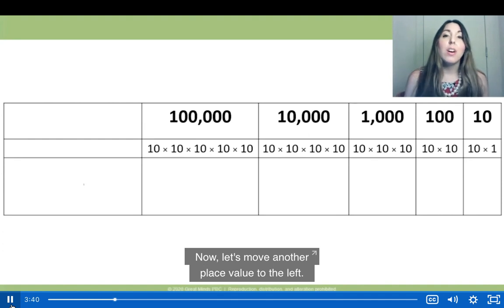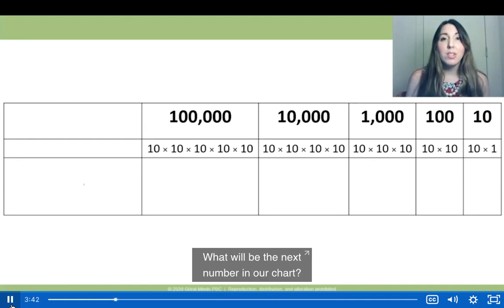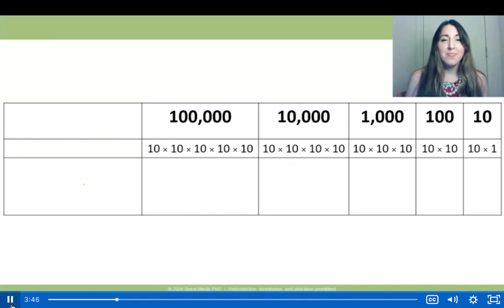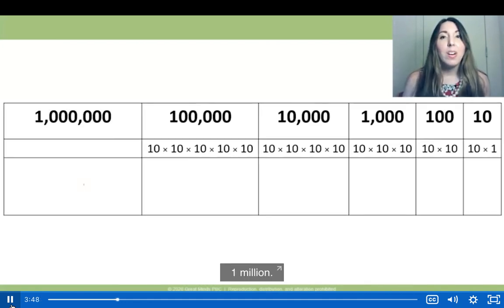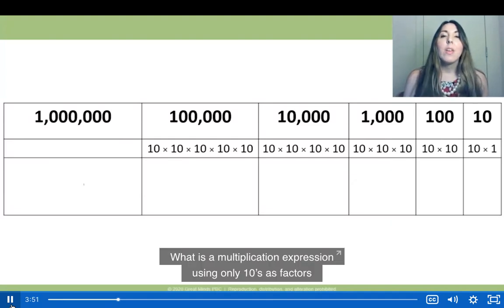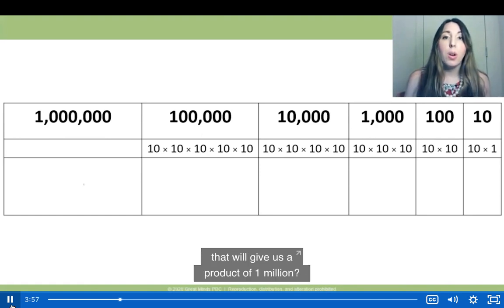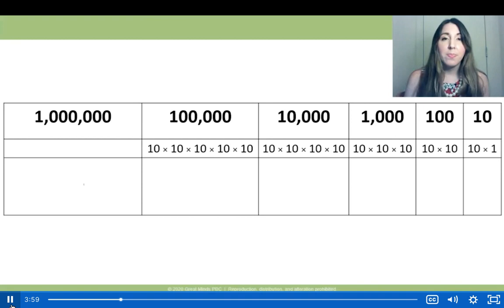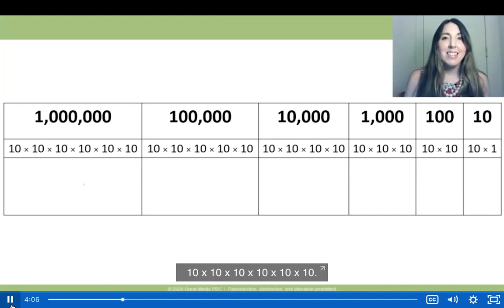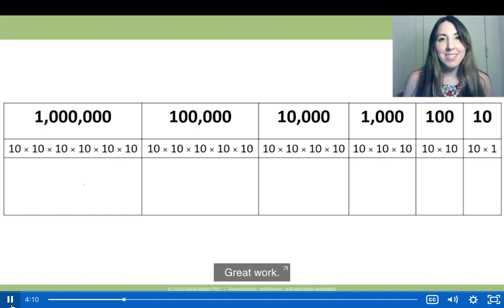Now, let's move another place value to the left. What will be the next number in our chart? 1 million. What is a multiplication expression using only tens as factors that will give us a product of 1 million? Ten times 10 times 10 times 10 times 10 times 10. Great work.